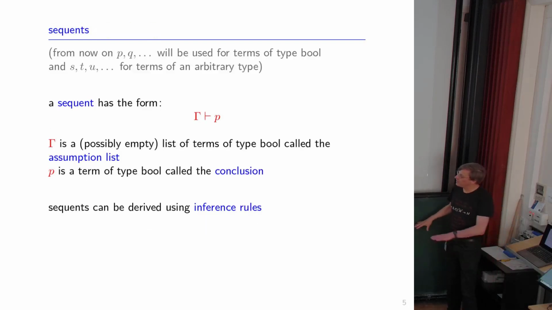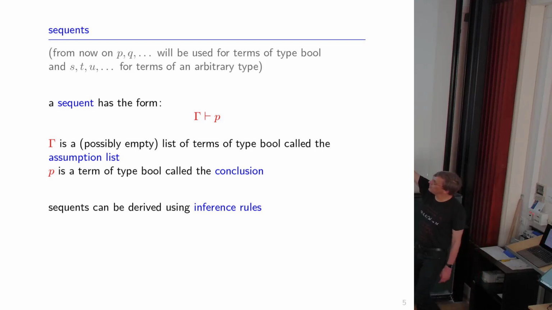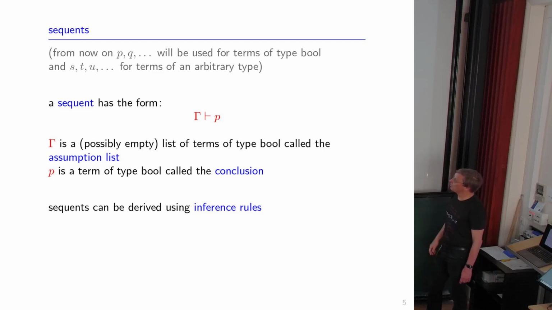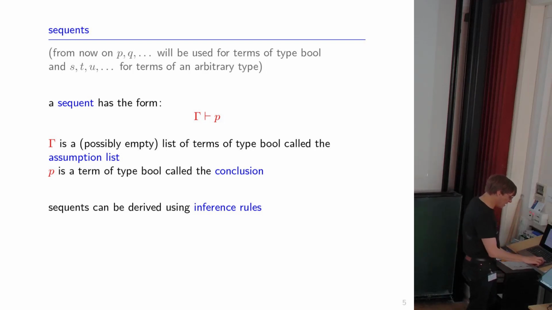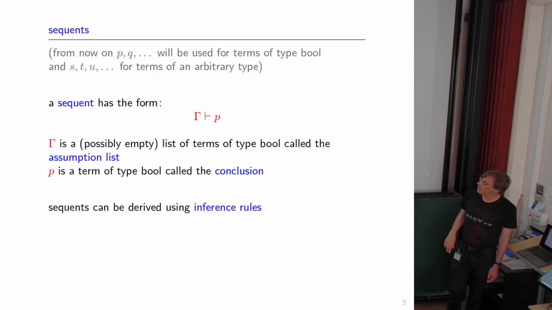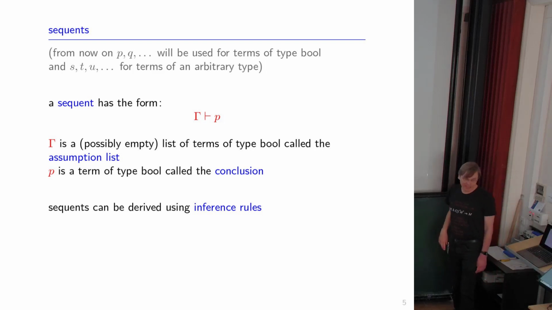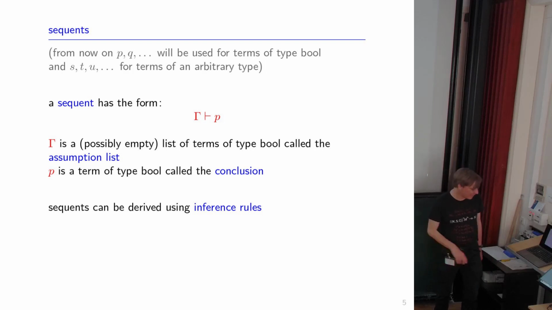Okay, these are the axioms, and now I'm going to give the proof system, the inference rules. So the things there are sequents. So we have gamma turnstile p. Gamma is a list of terms of type bool. P is a term of type bool. That's the shape of sequents, and you are going to derive sequents with inference rules. Okay. So that's the proof system. And there are 10 inference rules, but they don't fit on one slide. So this slide will have the first 8.